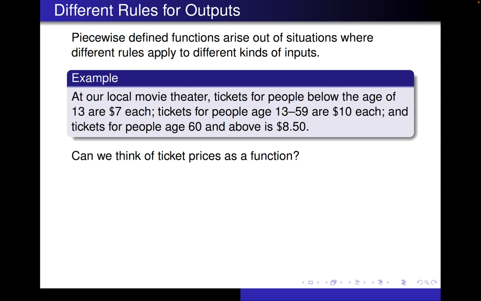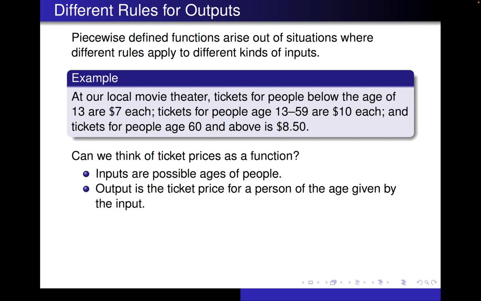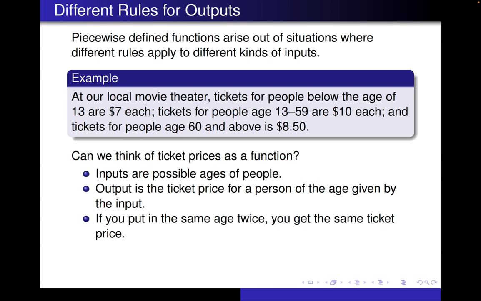Before I talk any more about this example, I should explain why we can think of this as a function. In particular, I have to tell you what the inputs are and what the outputs are. In this case, I'm thinking of the inputs as the possible ages of people, and the output is the ticket price for a person of the age given by the input. Obviously, if you put in the same age twice, you're not going to get a different ticket price according to those rules, which means that we actually have a function. Price is a function of age, which means that age is the input, price is the output.